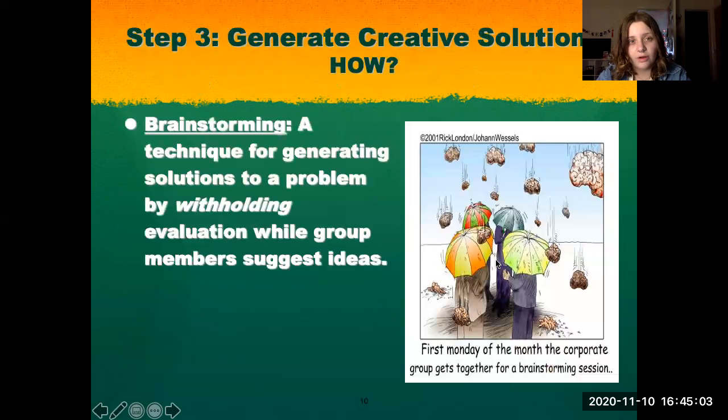But moving on to step 3, generating creative solutions. Brainstorming is a term in chapter 10 that talks about the technique for generating solutions to a problem by withholding evaluation while a group member suggests ideas. This is the first step where everyone's just throwing out ideas, the first thing that comes into your head when discussing the topic for your group presentation.